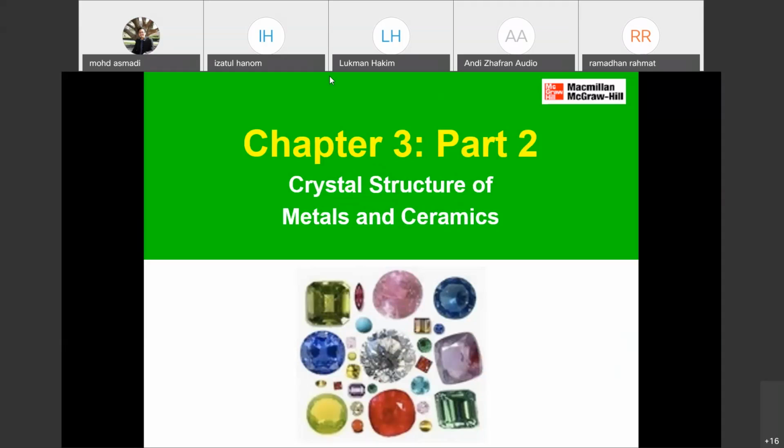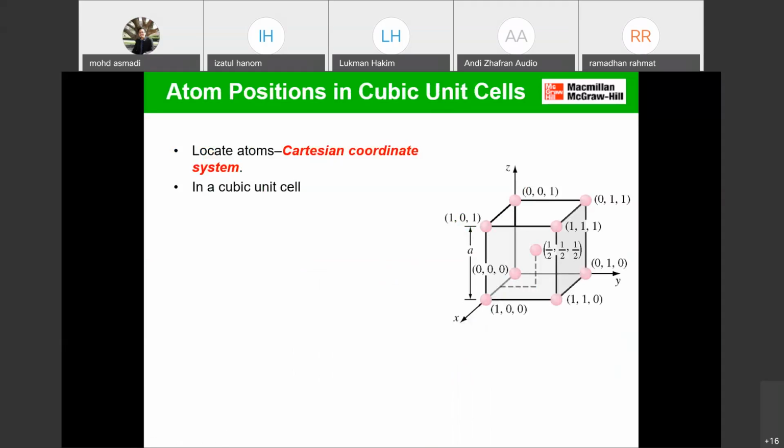Okay, if you have no questions, we move to the next part. It's about the crystal structure of the metals and ceramic. So, atom position in the cubic unit cells. We want to locate the atom positions, so we use a Cartesian coordinate system in a cubic unit cell.